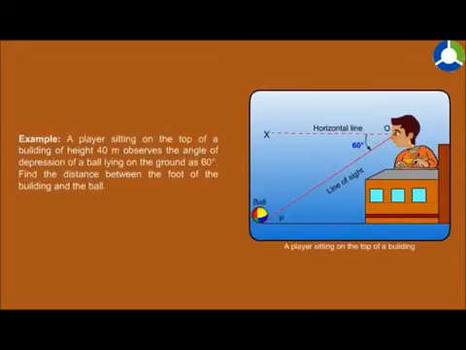Example: a player sitting on the top of a building of height 40 meter observes the angle of depression of a ball lying on the ground as 60 degree. Find the distance between the foot of the building and the ball.